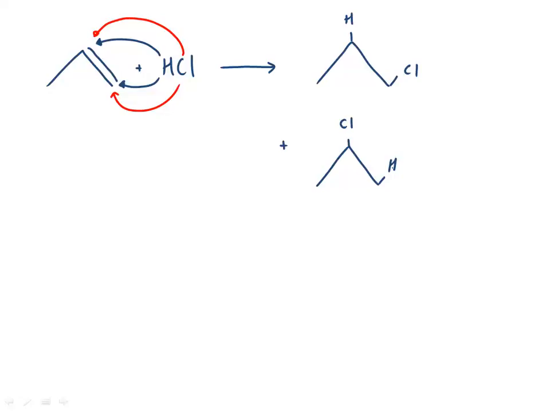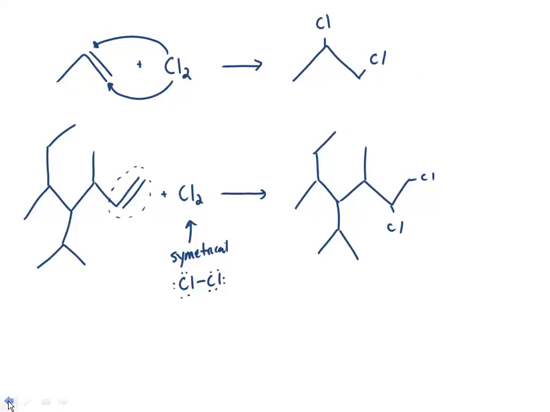Remember, the double bond always breaks. So anytime we have an alkene, then what we're going to do is we're going to break that carbon-carbon double bond and just be left with an alkane plus some stuff stuck on top of it.